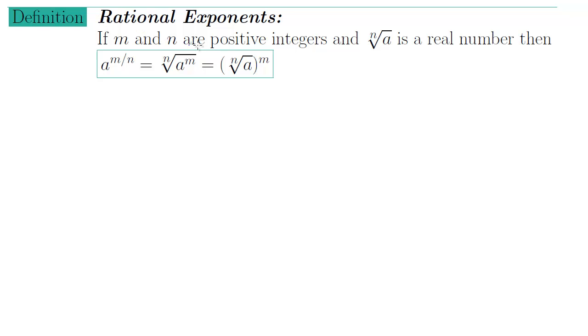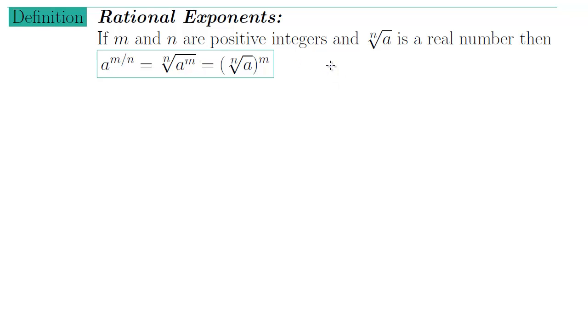So here's the general definition of a rational exponent. If you have a base a to a fraction m over n, then the denominator of that fraction tells you the root that you have to take, and the numerator of that fraction stays an exponent, right?